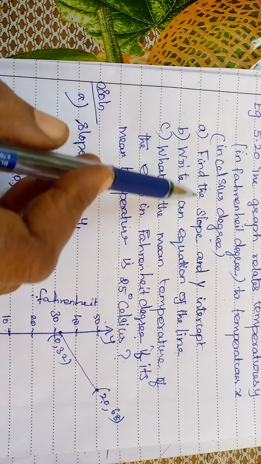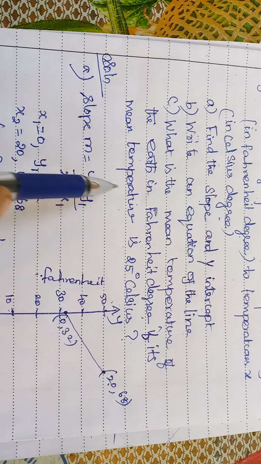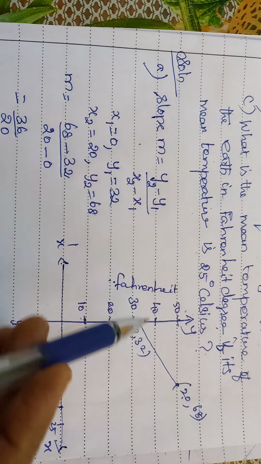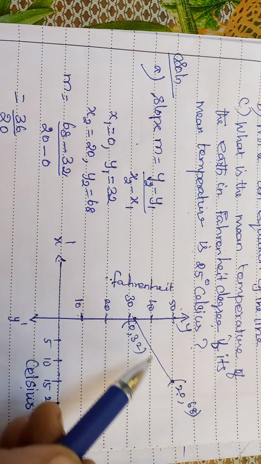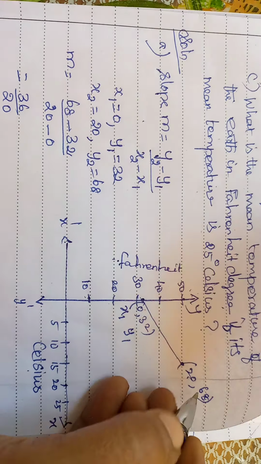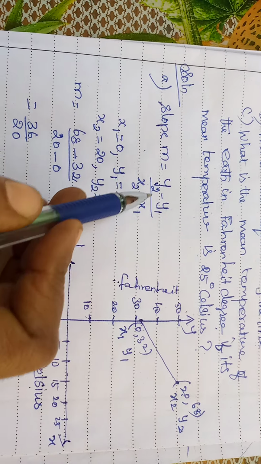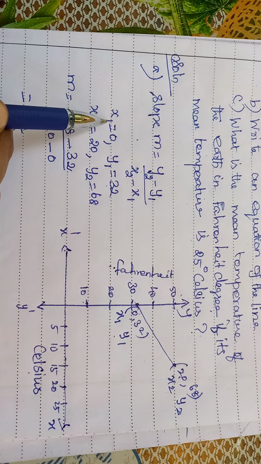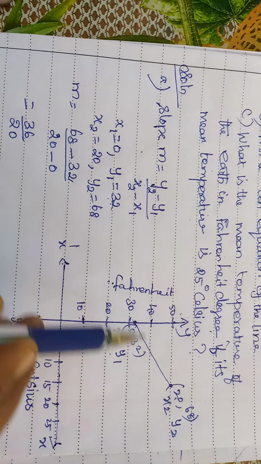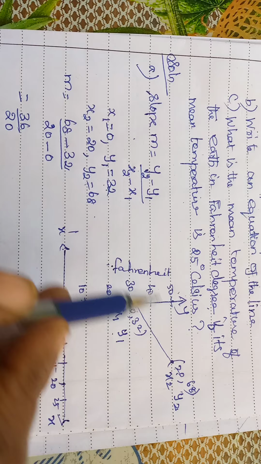First we are going to do the first subdivision: find the slope and y-intercept. So we know the formula, slope m is equal to y2 minus y1 by x2 minus x1. We are going to find the slope of this line. Points are given. Let us name them. This one is x1 y1, this one is x2 y2. After that let's substitute. Write the values: x1 equal to 0, y1 is equal to 32, x2 is equal to 20, y2 is equal to 68.